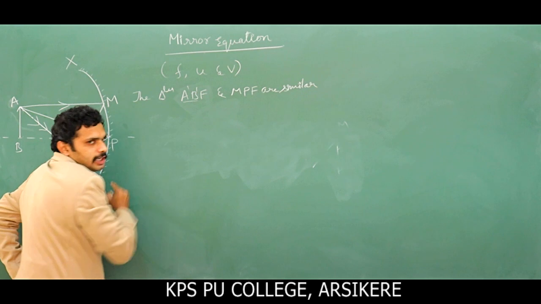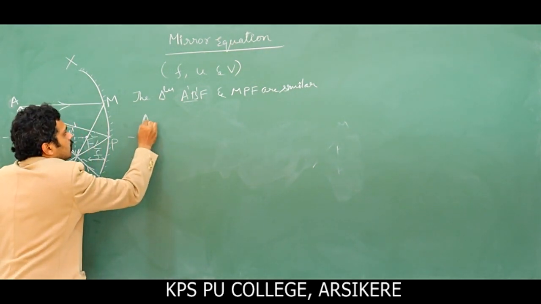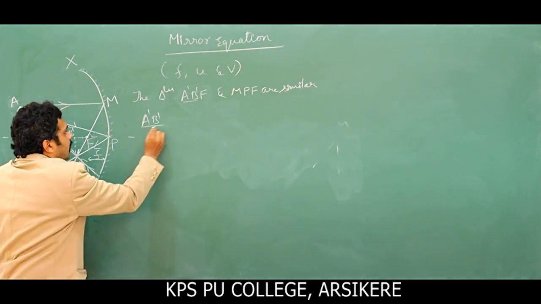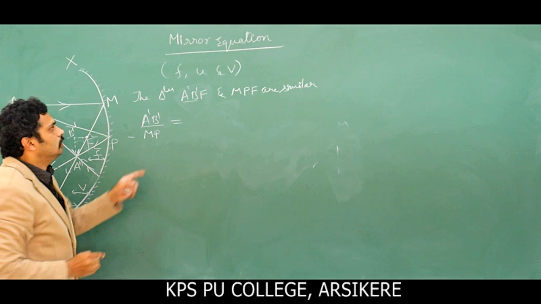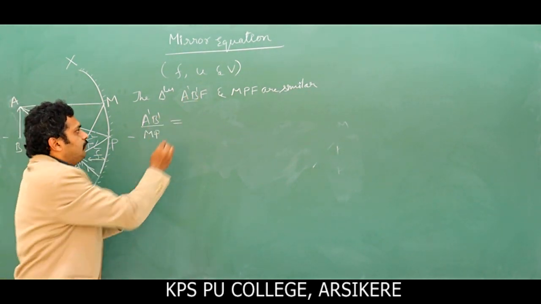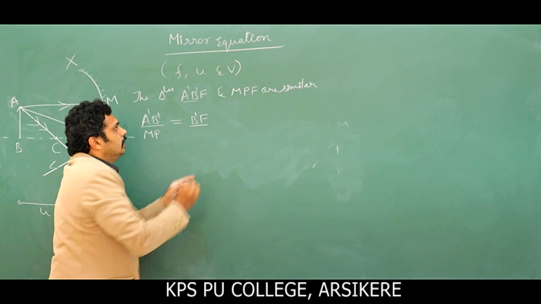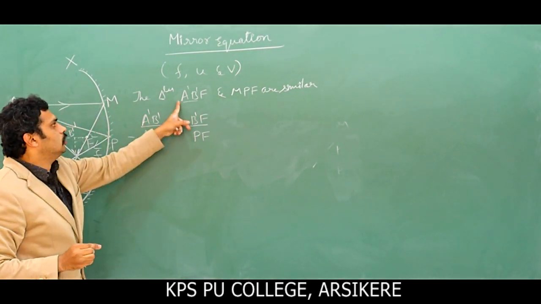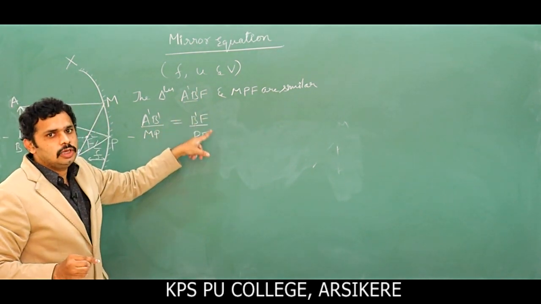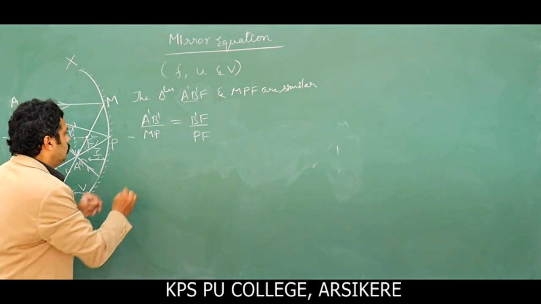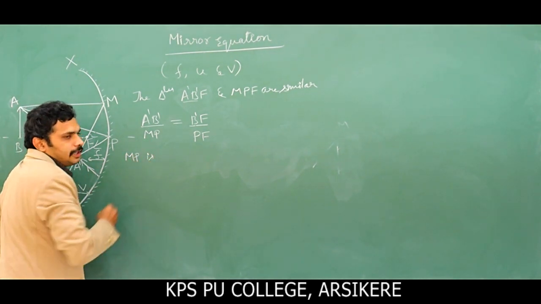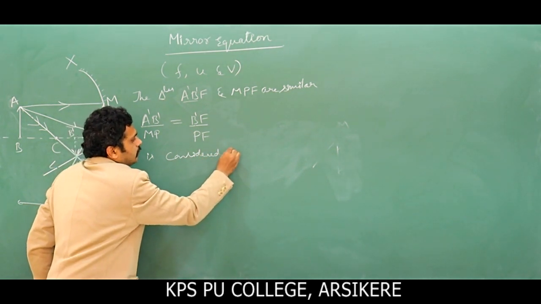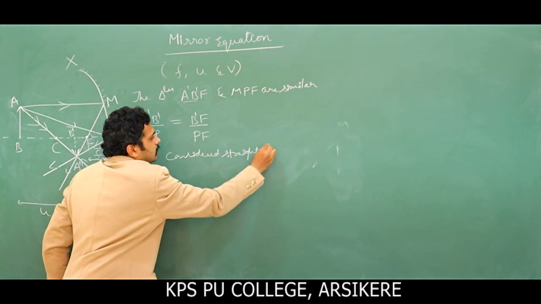Here I am taking the first side. The first side is A dash, B dash. In this triangle, the first side is MP. A dash, B dash by MP is equal to, in this triangle, the side B dash F, and in this triangle, the side is PF. The ratio of two sides is proportional to the ratio of the other two sides. I told that MP is considered straight because I am using paraxial ray.